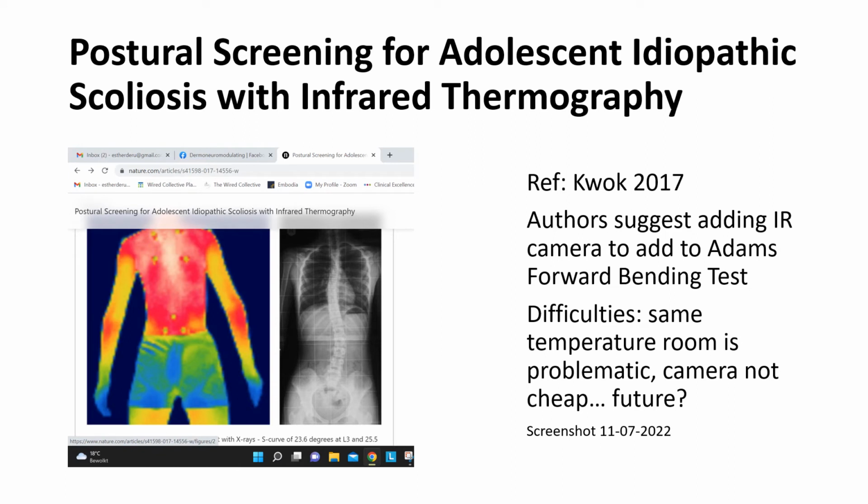Infrared thermography can be used to assess static posture as well. Problems are it is expensive and the temperature of the room has to be the same all the time, but who knows in the future.